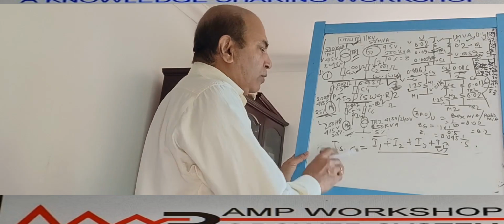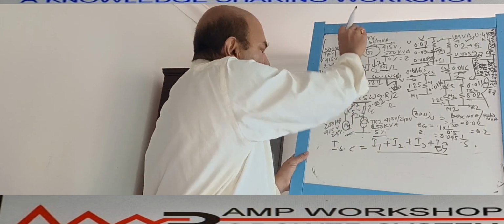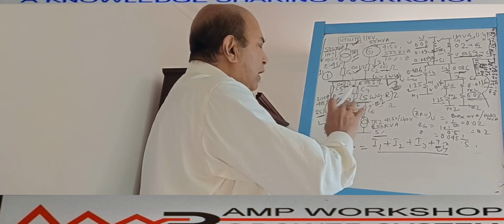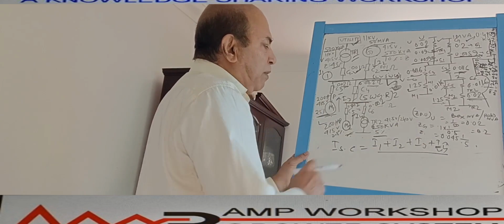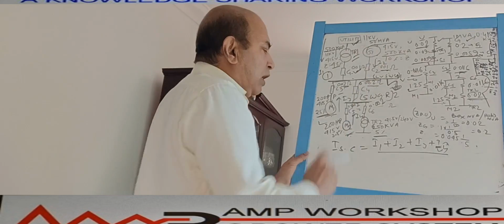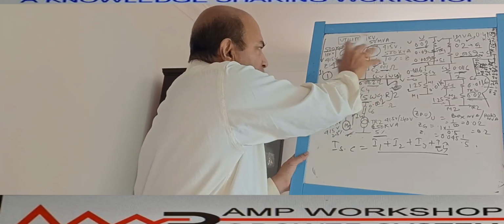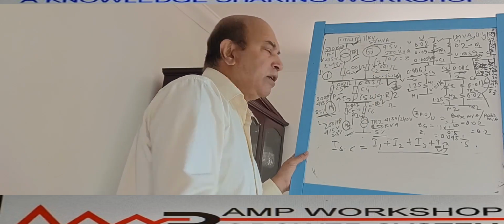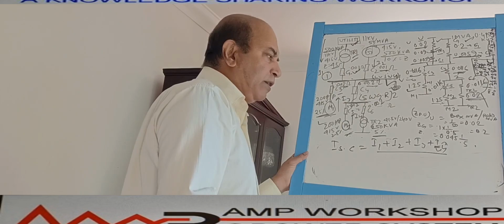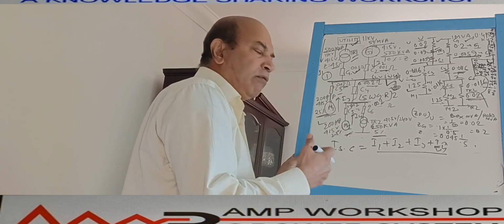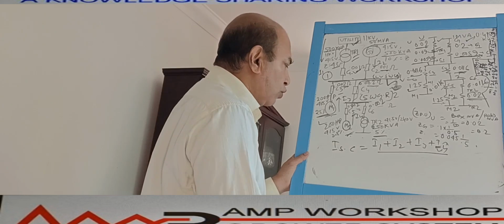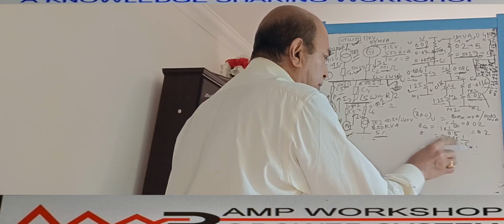So what will we do? First, we'll calculate the total equivalent impedance of the system. These four impedances are connected in parallel, so we'll calculate the parallel impedance. From that, we can calculate the total short circuit current. So how much parallel impedance will be here? There will be four paths.